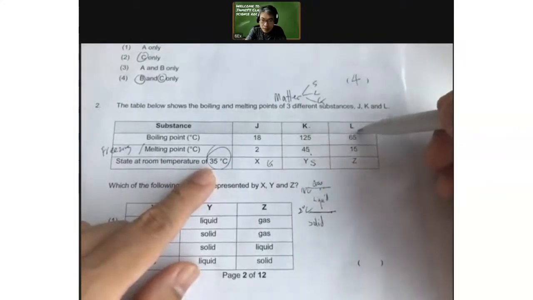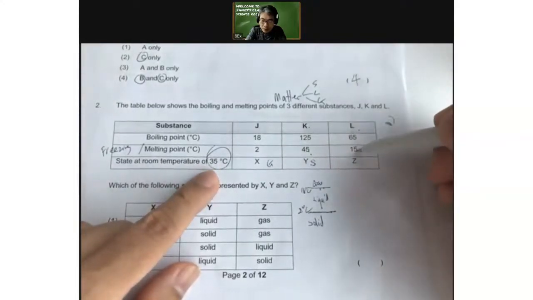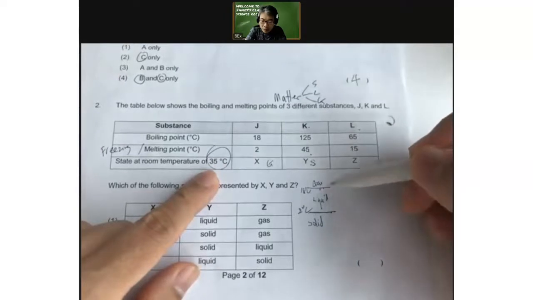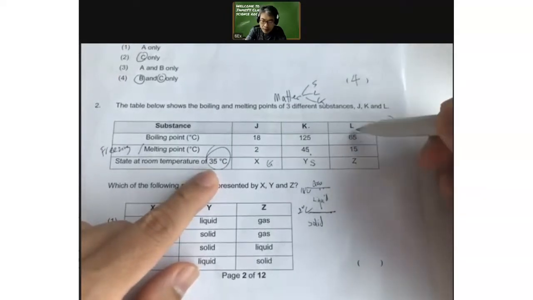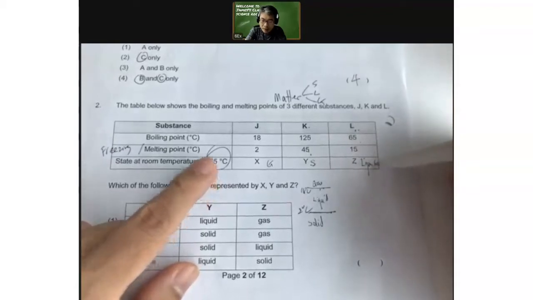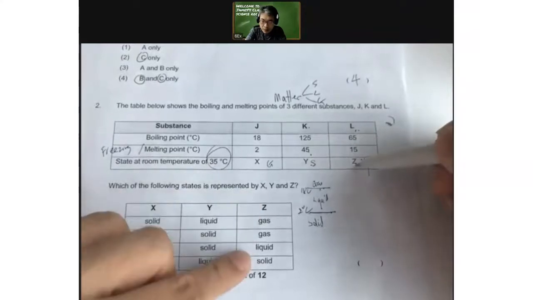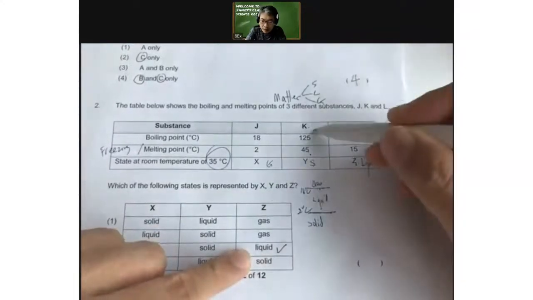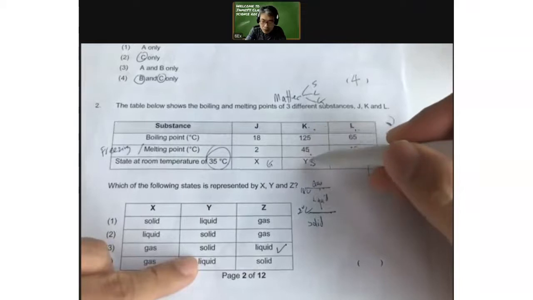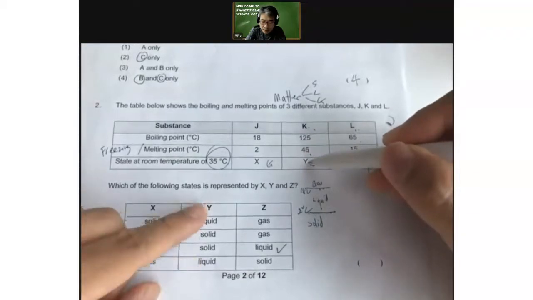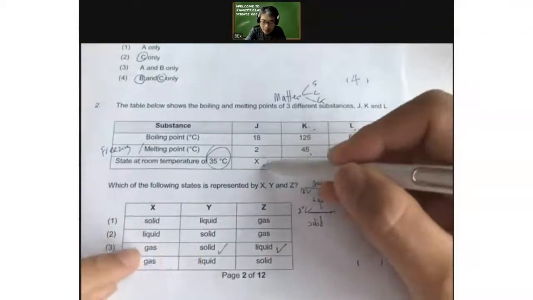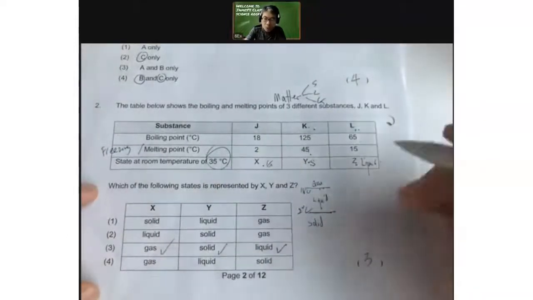Finally, for substance L, 35 degrees is between 15 and 16. Remember, between the melting point and boiling point is a liquid. So substance L is a liquid at 35 degrees Celsius. So Z is represented by a liquid. Okay, we got the answer. K is a solid, so state Y is a solid and state X is gas. So the answer is 3 for this.